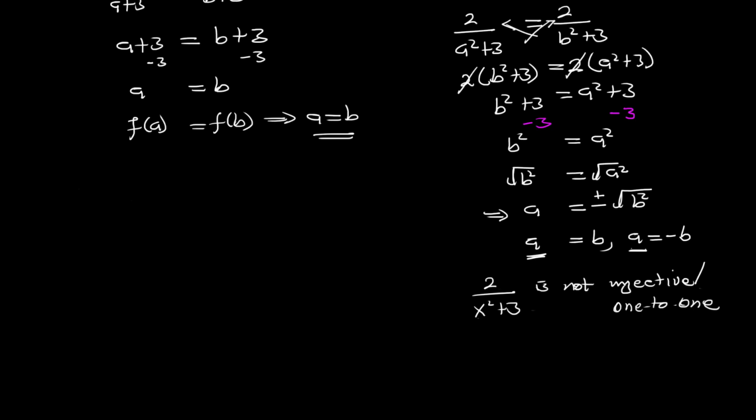You can try your hands on prove or show that the function g of x equals x squared minus 4 over x squared for x greater than 0 is one-to-one.